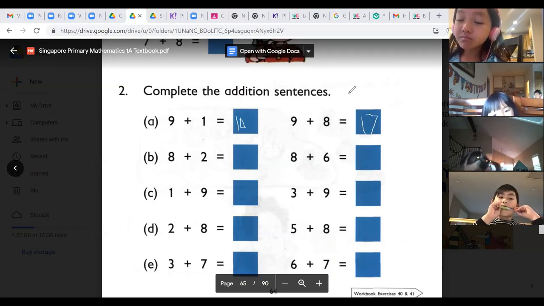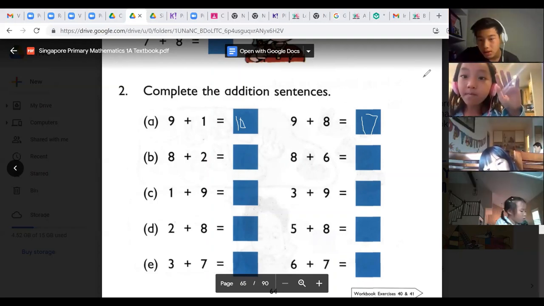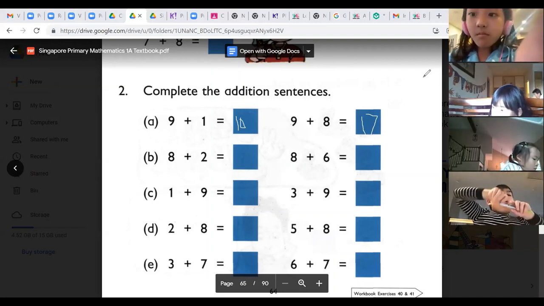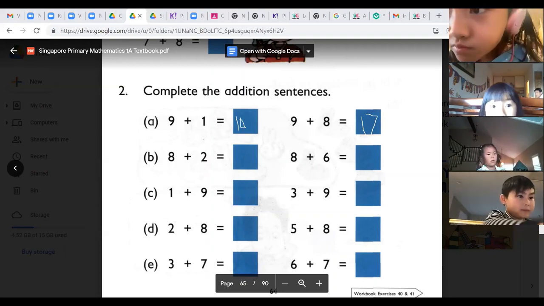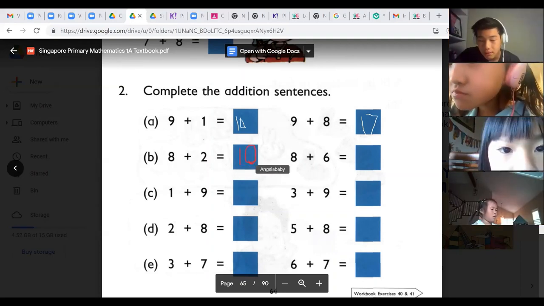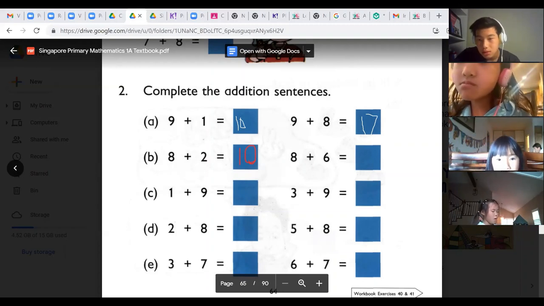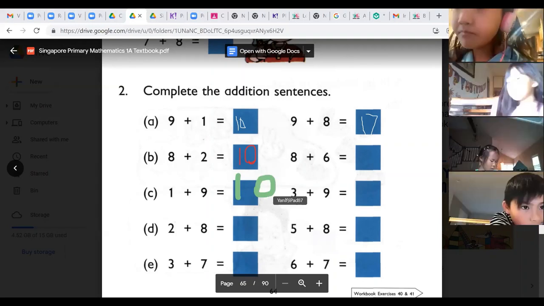Okay. And so who would like to try B? And you're going to need Annotate for this. Okay, Angela, go ahead and do B. Gordon, you can do C. And do we have a few more volunteers for D and E? You don't have to write the answer. You can just say it. That's fine too.